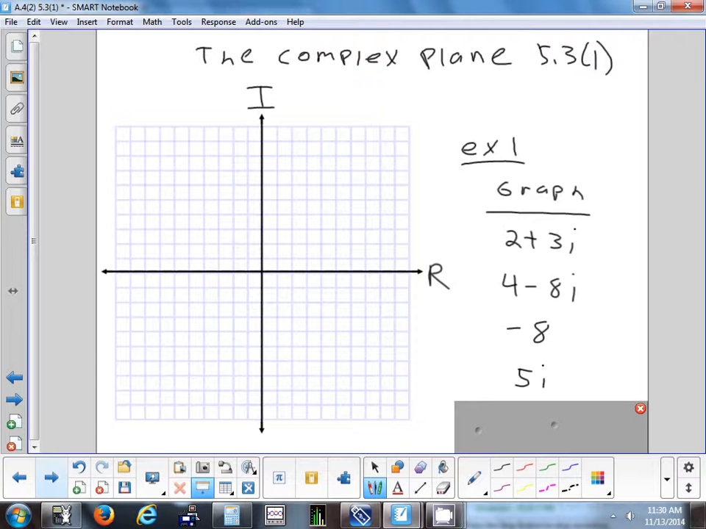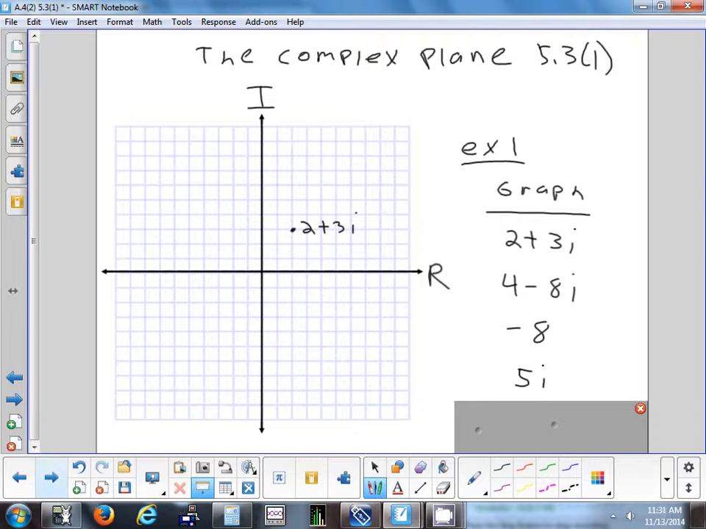So anybody think they could tell me, starting from the origin, how I graph the point 2 plus 3i? Over 2 up 3. Okay, over, which way is over? Or right 2, I'm sorry. Yep. Right 2 up 3. So really, it's just like graphing the point (2, 3). That's it. So that's the point 2 plus 3i.